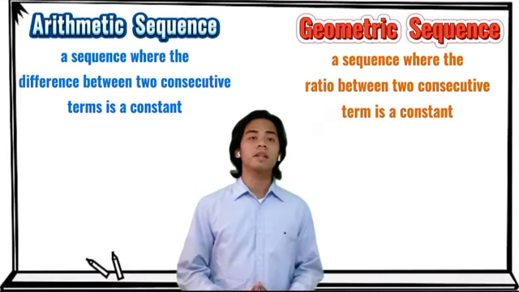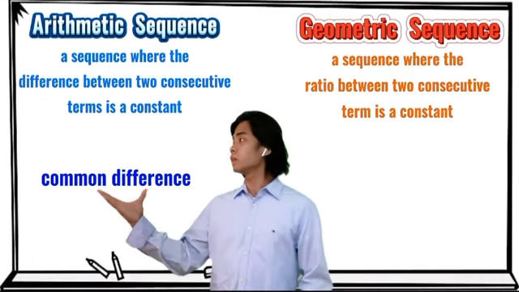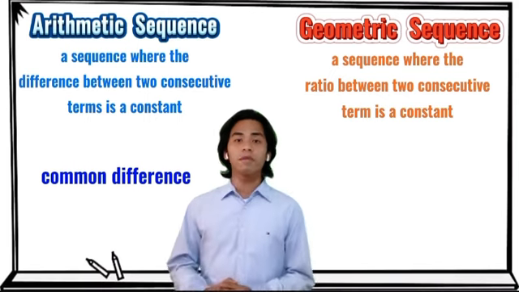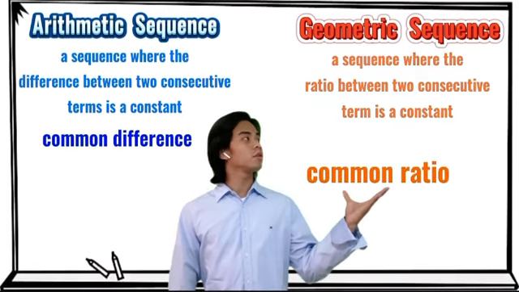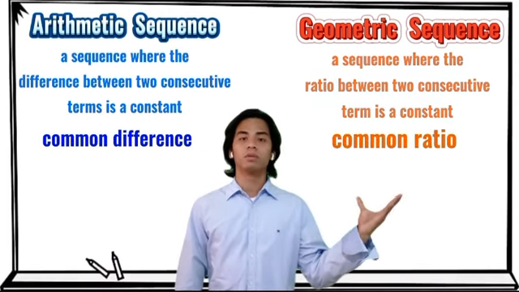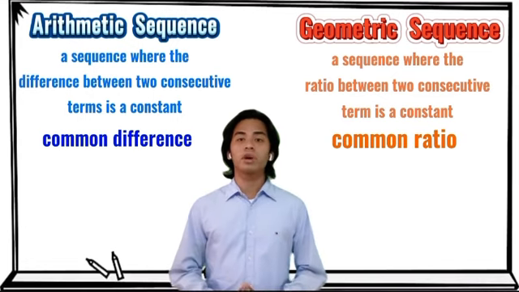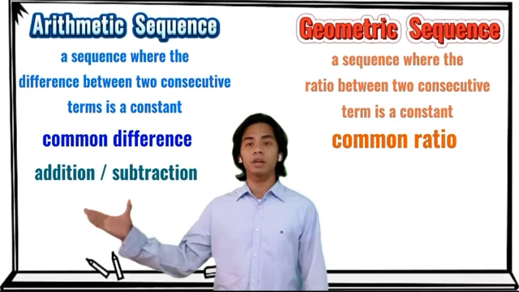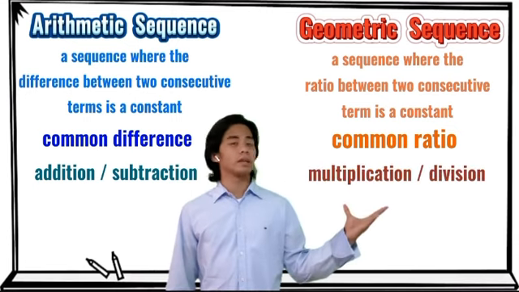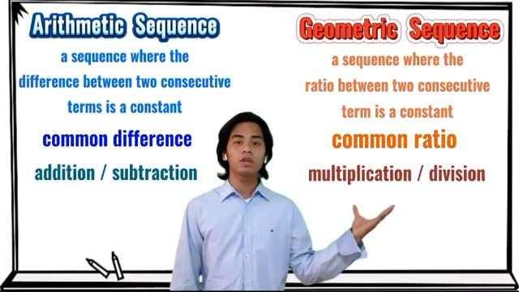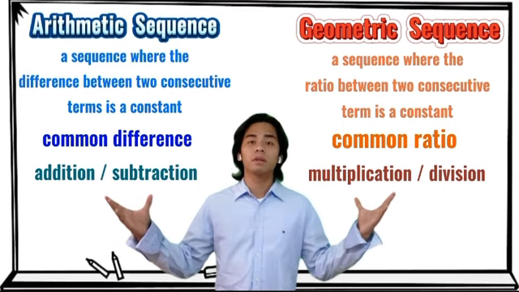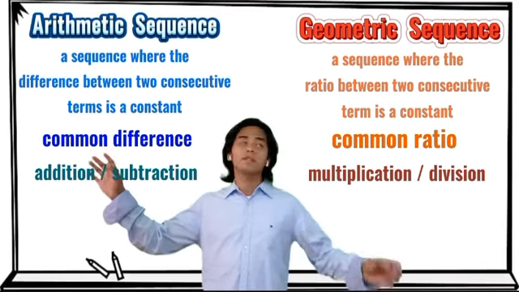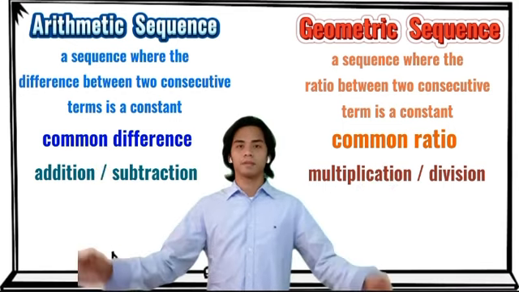And that constant, for arithmetic sequence, is the common difference, and for geometric sequence, it is the common ratio. The mode of operation used in arithmetic sequence is addition or subtraction, and for geometric sequence, it is multiplication or division. And that is the difference between arithmetic sequence and geometric sequence.